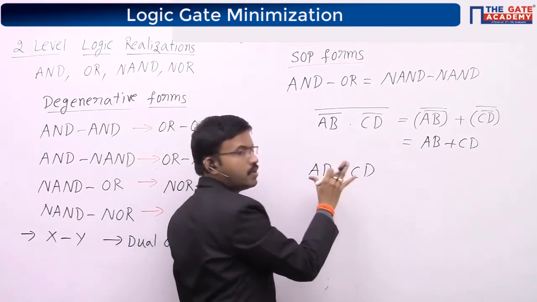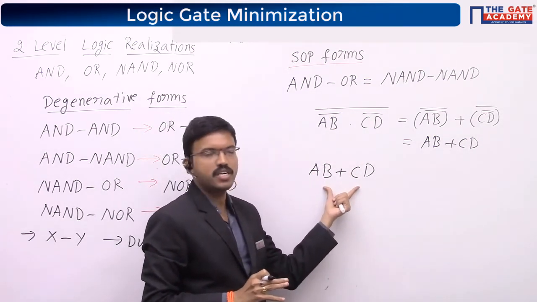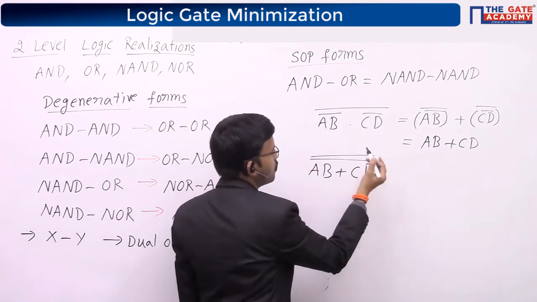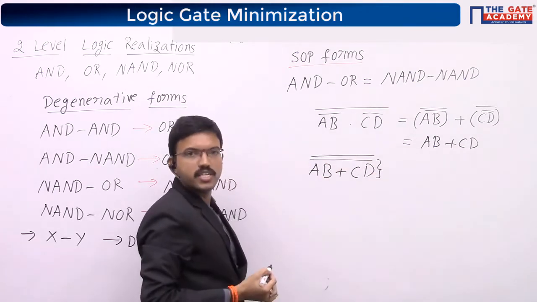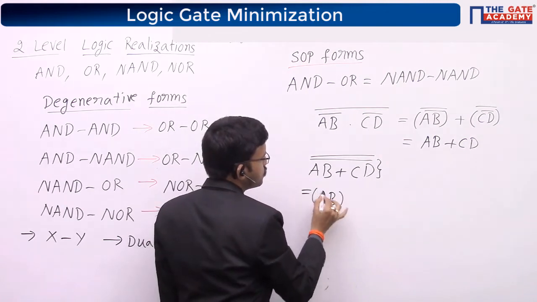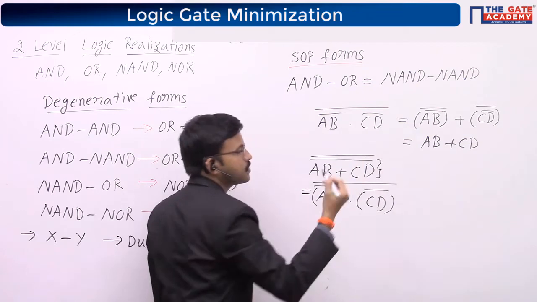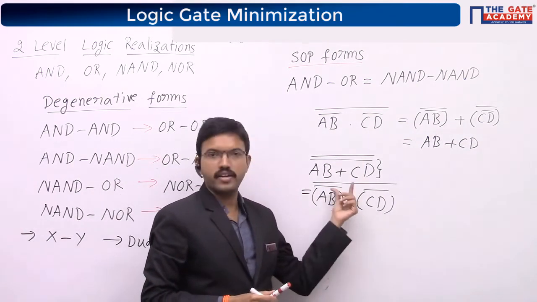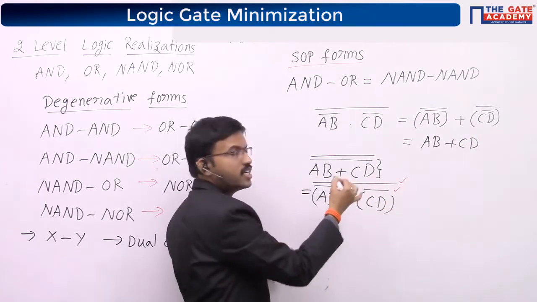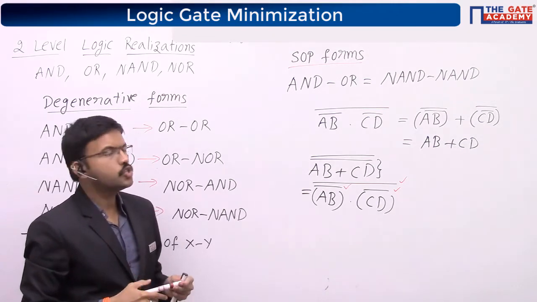Whenever you want to implement any function with the help of NAND gates, if you are having X plus Y format or sum of products format, then you can apply 2 times complement. Apply De Morgan's law for the inside complement. So here you will get first term complement, second term complement, and overall complement. That means we require 3 NAND gates. Here 1 NAND gate is required. Here 1 more. Here 1 more. 3 NAND gates are required for implementing this particular AB plus CD. So you can make a note.